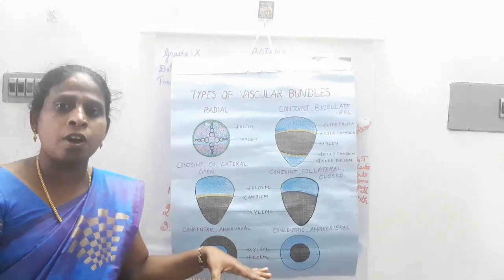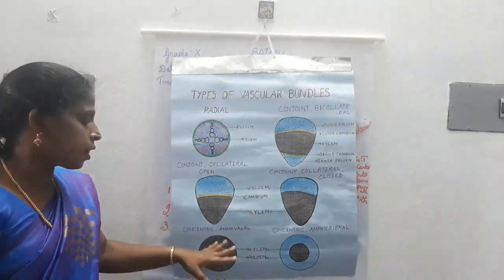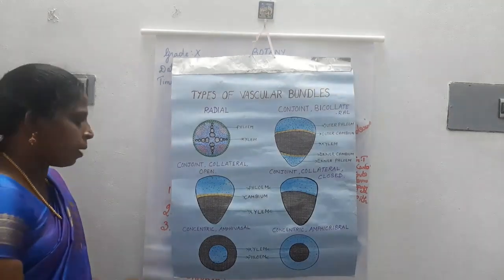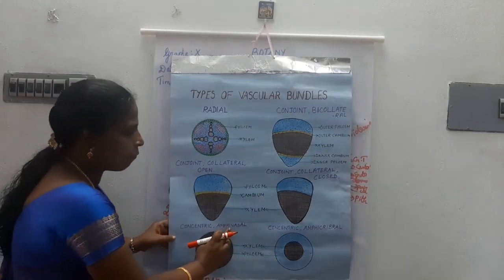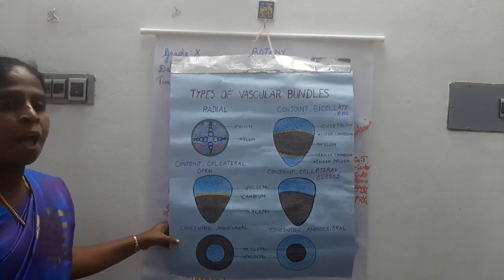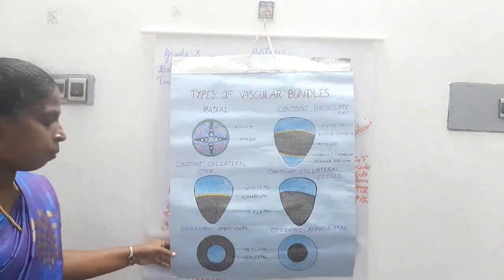That type of vascular bundle is called a concentric vascular bundle. This concentric vascular bundle has two types: amphivasal and amphicribral. What do amphivasal and amphicribral mean?